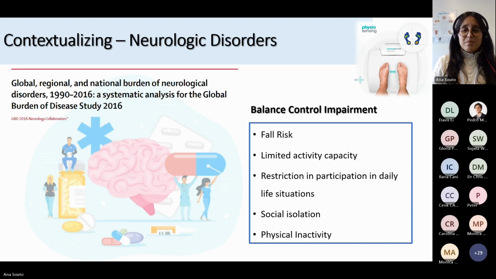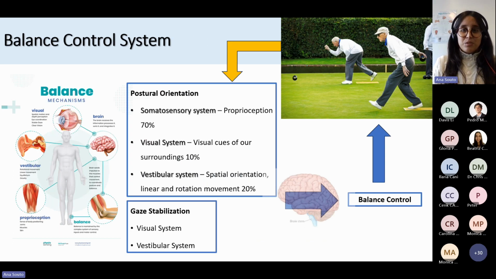So let's move to the balance control system. So how does it work? We know it's a very complex system because it depends on other systems. Some people say it's a sixth sense.